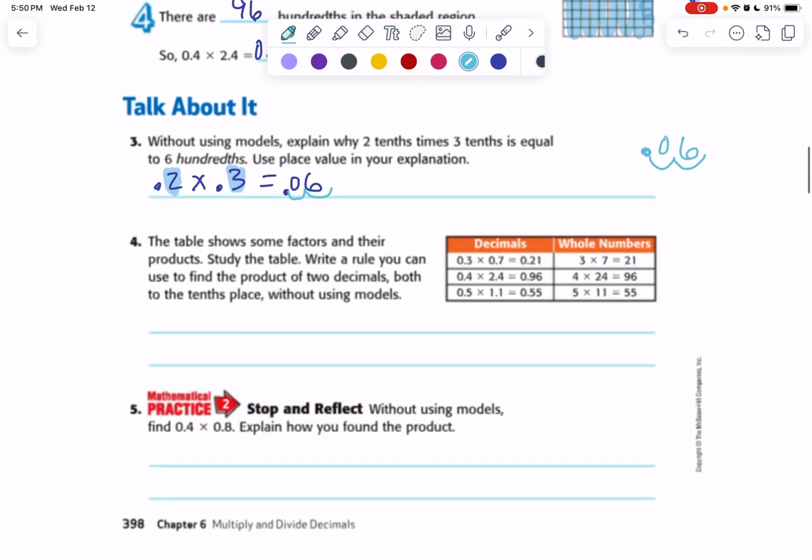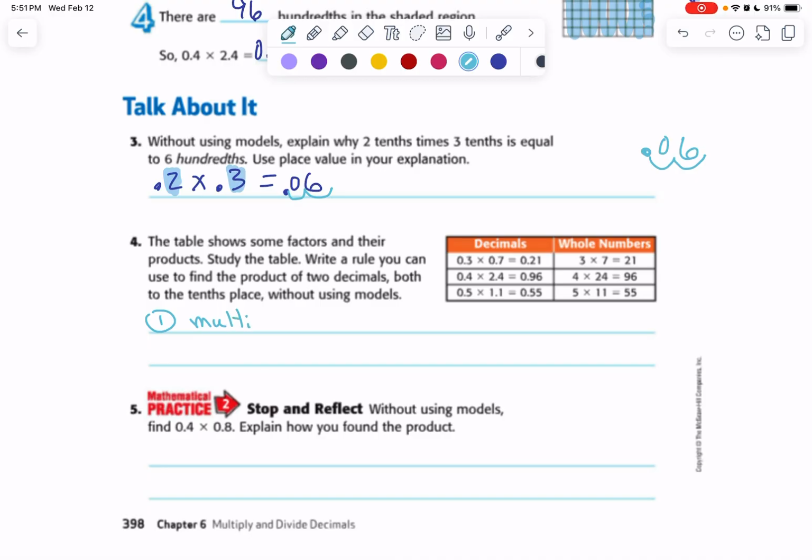Okay, the table shows some factors and their products. Study the table, write a rule you can use to find the product of 2 decimals, both to the tenths place, without using models. So we have 3/10, 7/10, 21 hundredths, 4/10, 2.4/10, 96 hundredths, 5/10, 1.1, 55 hundredths.